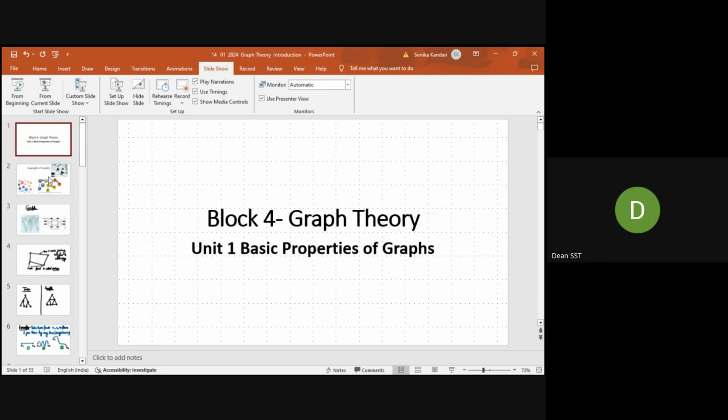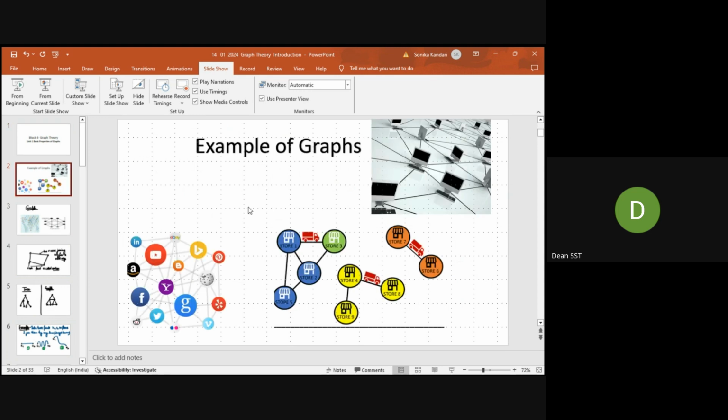Fine. So today we are starting block 4, graph theory. Block 4, Unit 1, basic properties of graphs. In real life, we see many different types of graphs, but we are unaware of what actually a graph is.